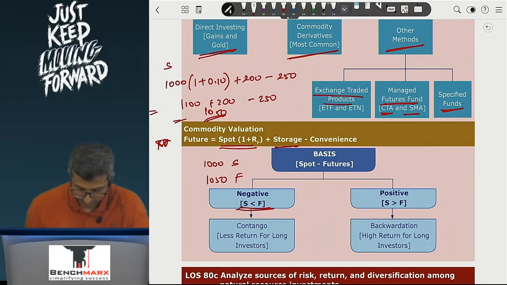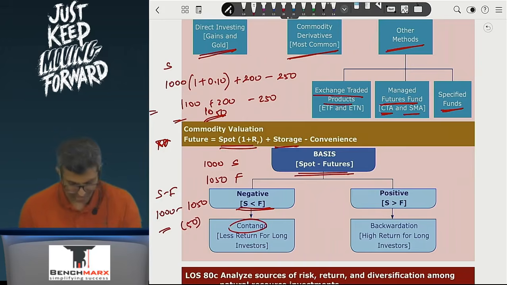As you can see over here, spot minus futures, if I do the formula, this is 1000 minus 1050. This is called basis. If spot minus futures is negative, this situation is called contango.